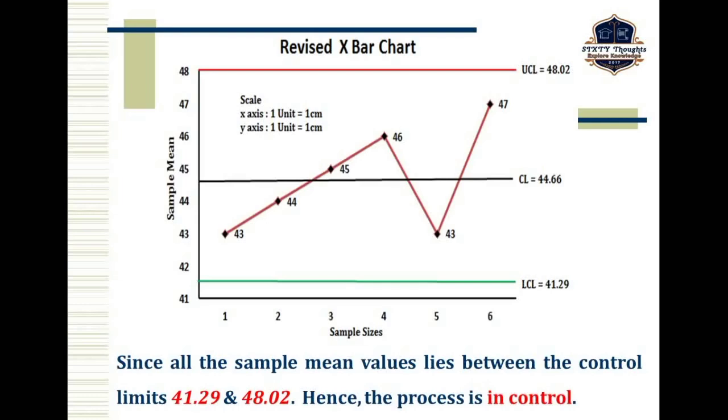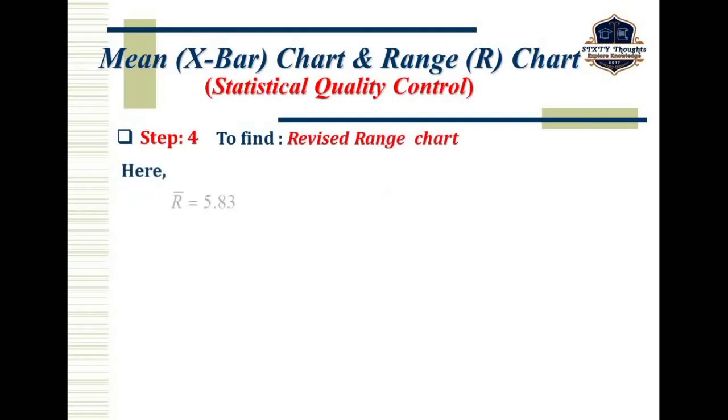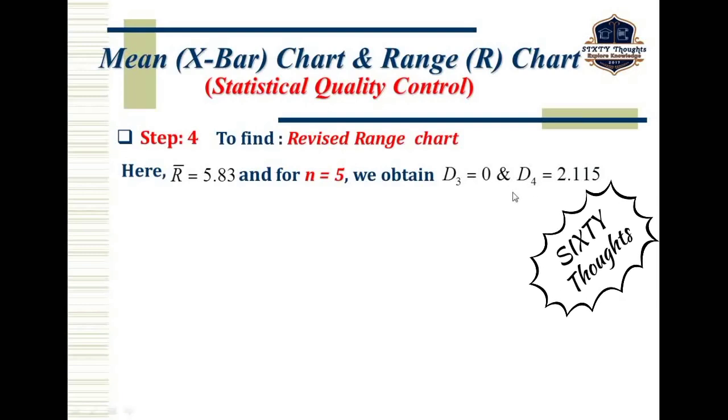Next we find the revised R chart. That is step number 4. So what is step number 4? To find the revised range chart. Here R bar equals 5.83. From the previous step we get R bar equal to 5.83, and for n equals 5 we obtained D3 equal to 0 and D4 equal to 2.115. These values we already know how to write by using the statistical table. In step number 3 we already computed the D3 value 0 and D4 value 2.115 using equation 2.